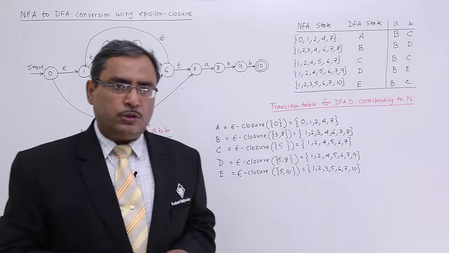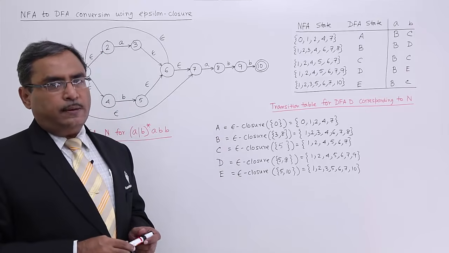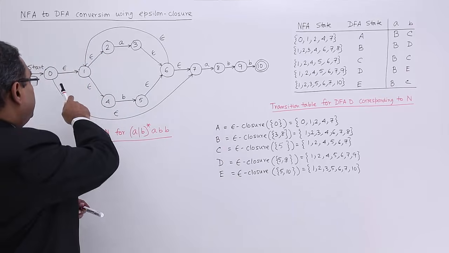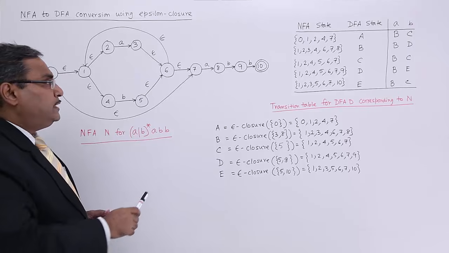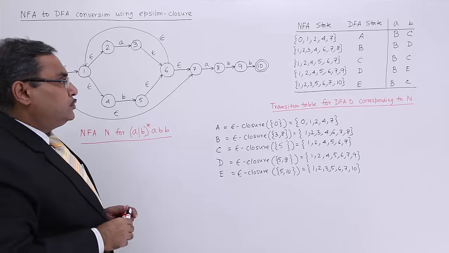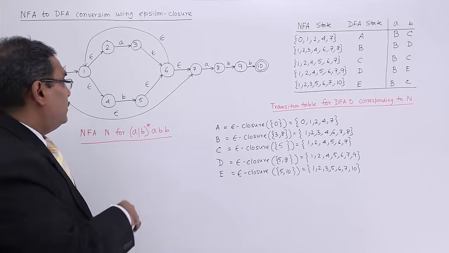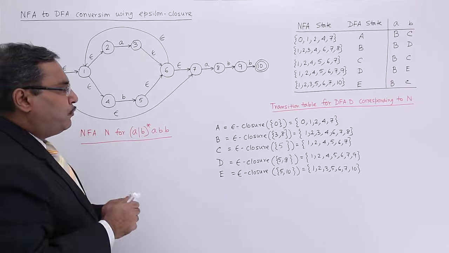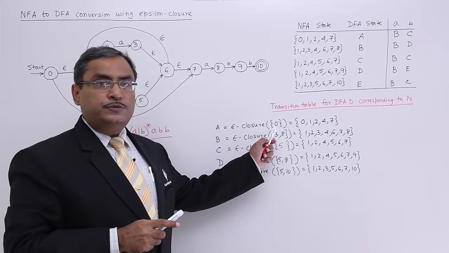Now, what is epsilon closure? I shall discuss that through this example. Here the starting state is 0 and the terminating, final state is 10. So, at first I shall start with 0, but whenever I am in 0, I shall go for calculation of epsilon closure of 0.